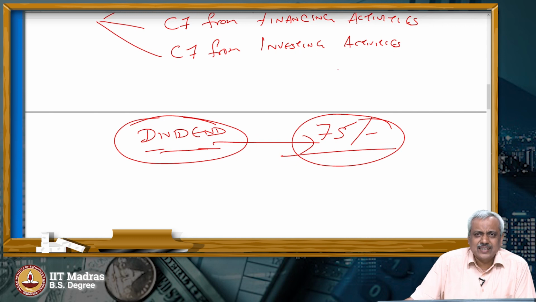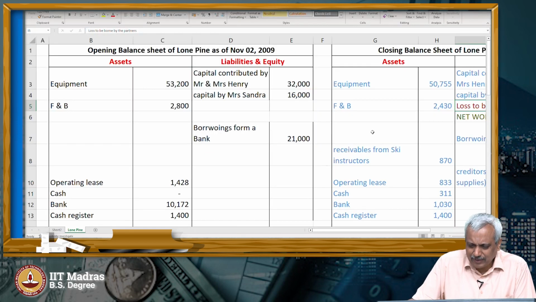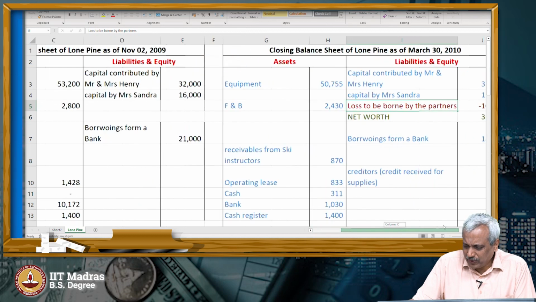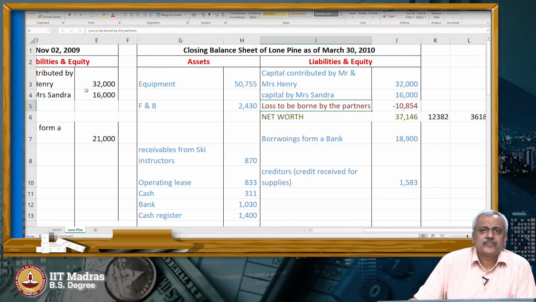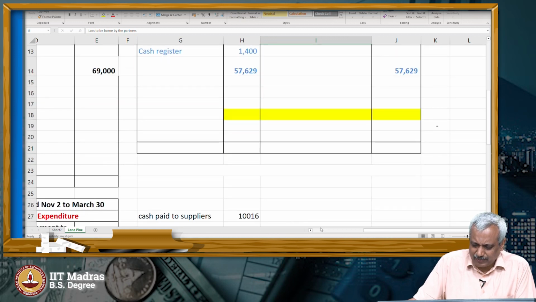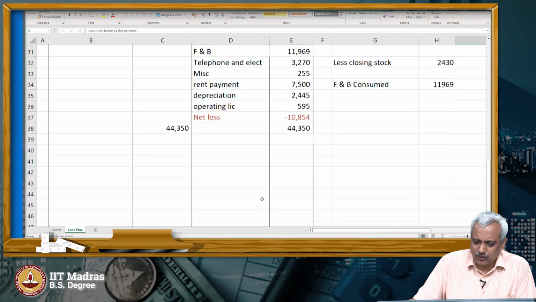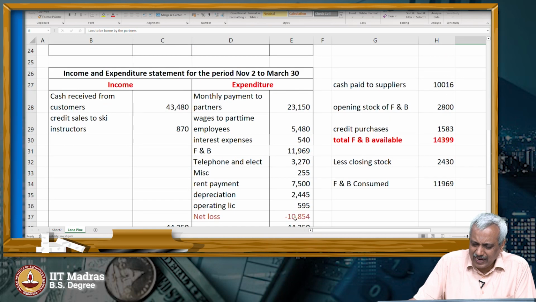Now having said that, how does the reinvestment work, what happens and so on, we will come to all that. To explain that, let me go back to the loan paying cafe case. In the income statement I drew up yesterday, imagine I made a loss of 10,854.